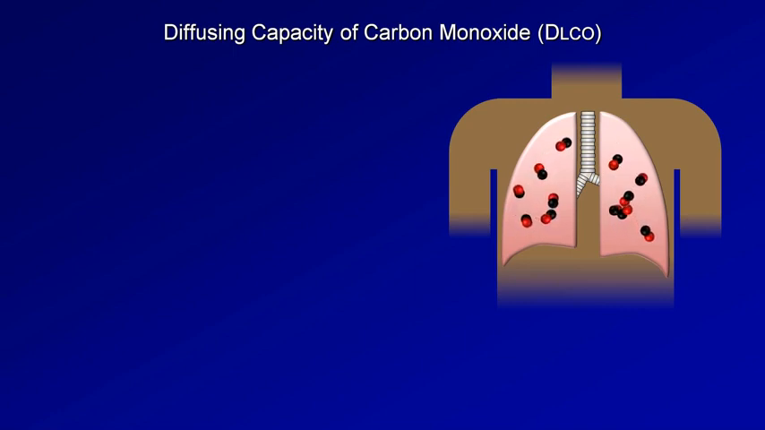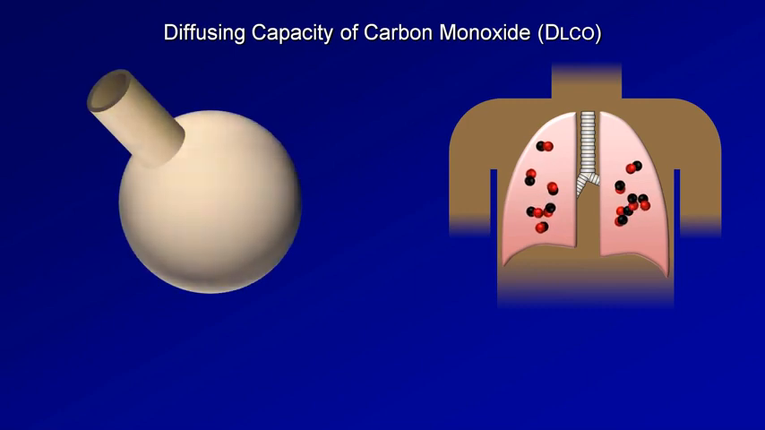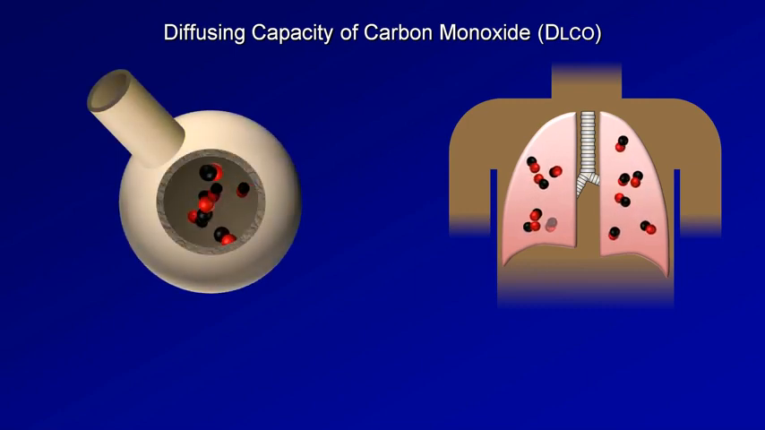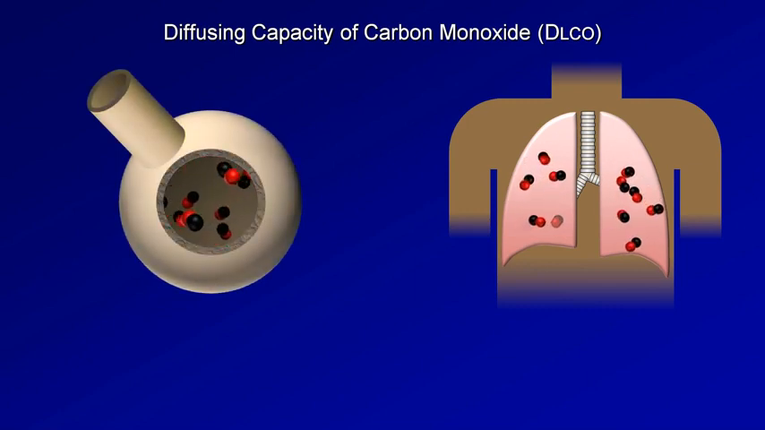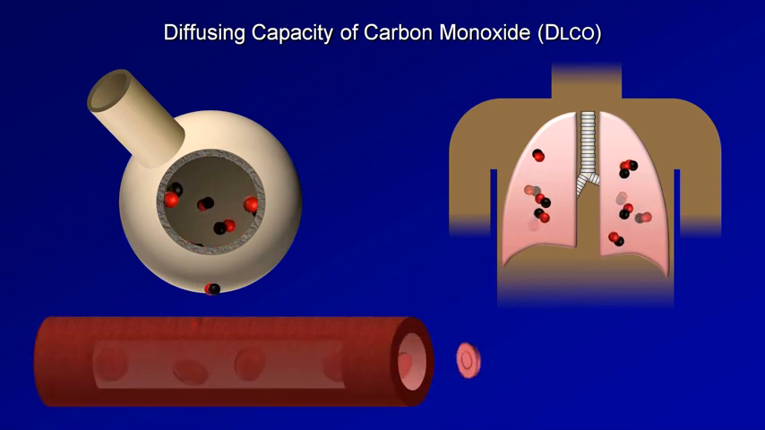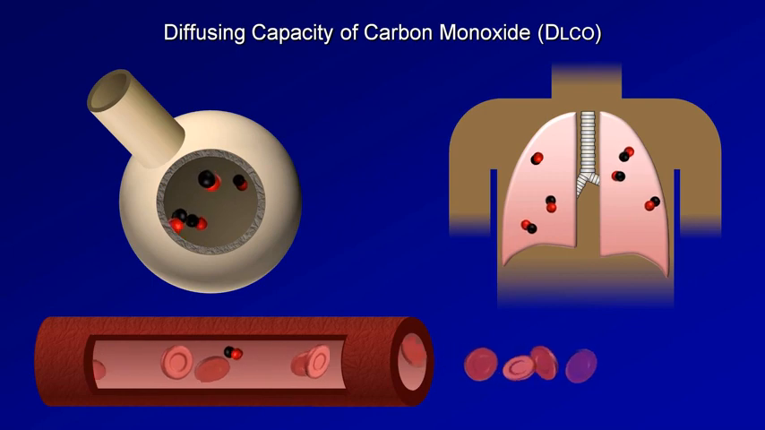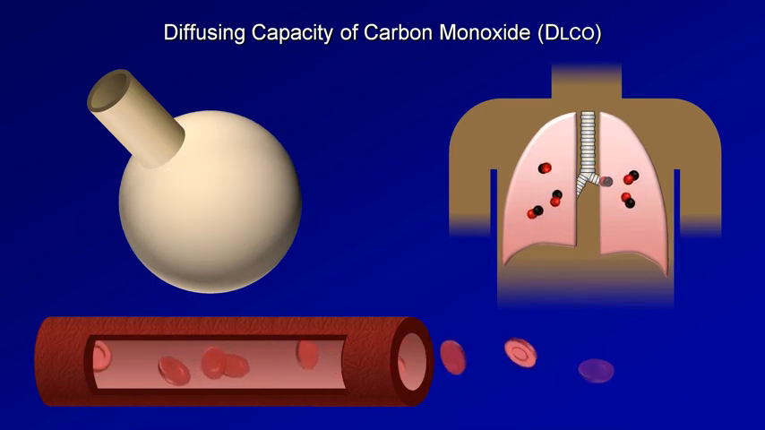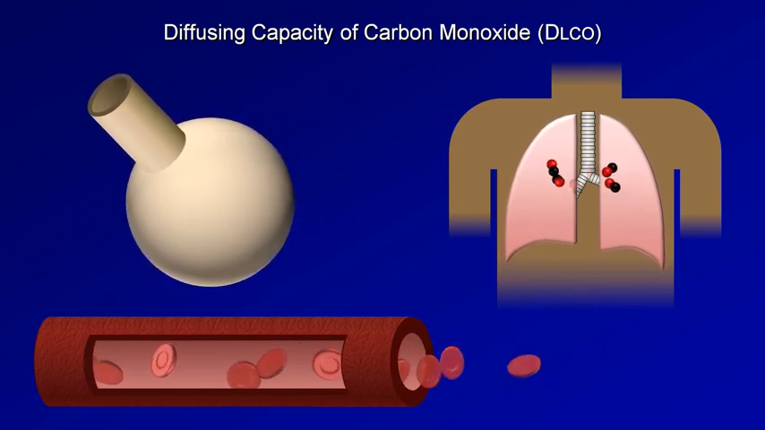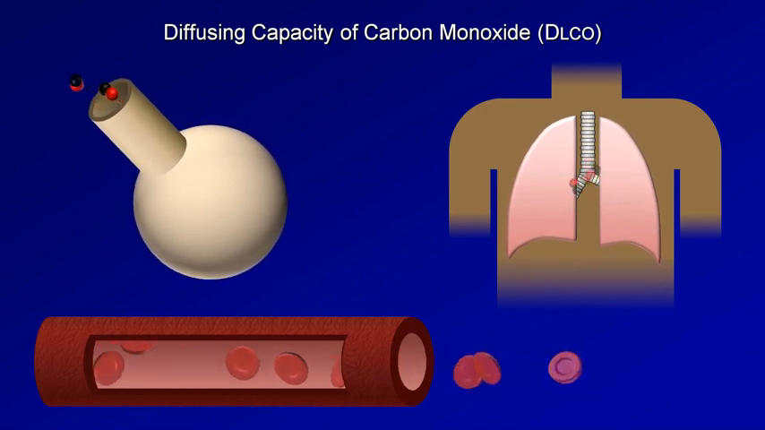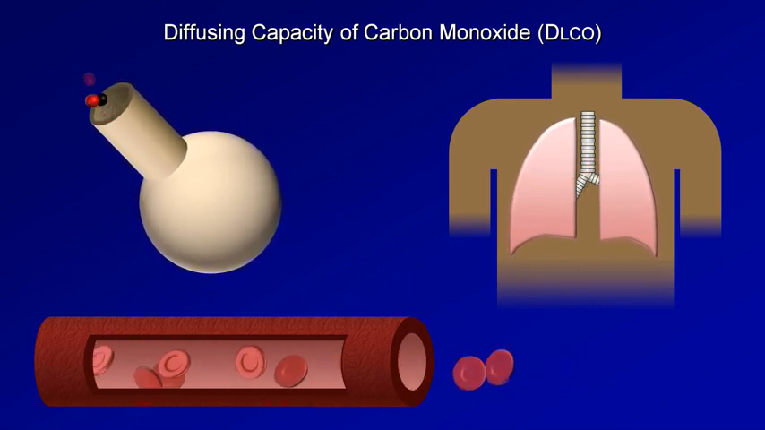The patient holds his or her breath in maximal inspiration for 10 seconds, during which some fraction of the carbon monoxide will move from the alveoli across the alveolar capillary membrane via simple diffusion and into the bloodstream. After 10 seconds, the patient exhales. The first liter of exhaled gas is discarded as dead space, and the next liter or so is analyzed for remaining carbon monoxide concentration.